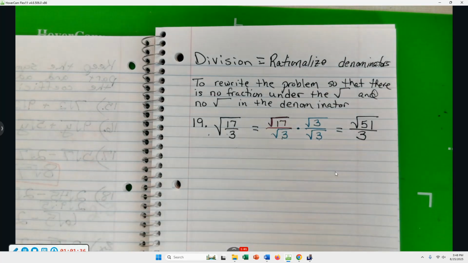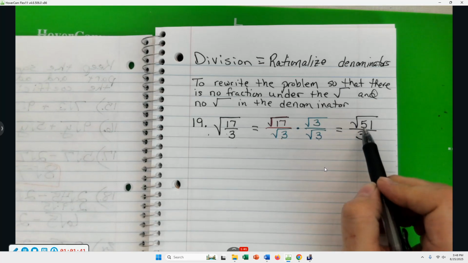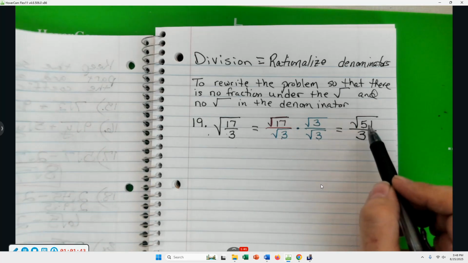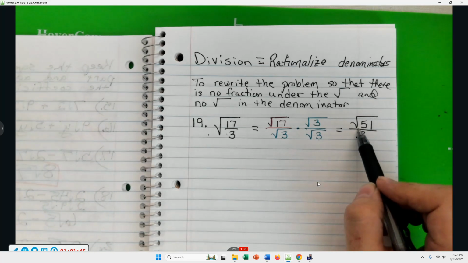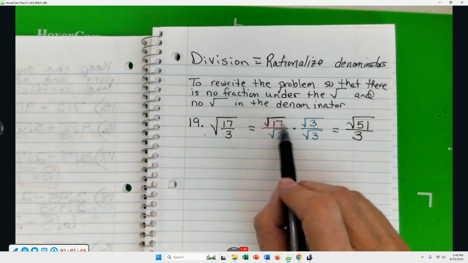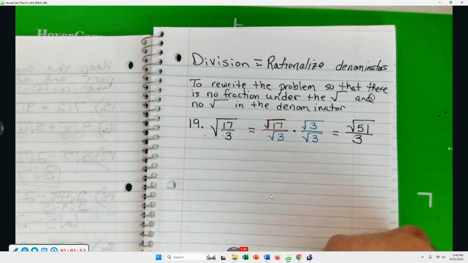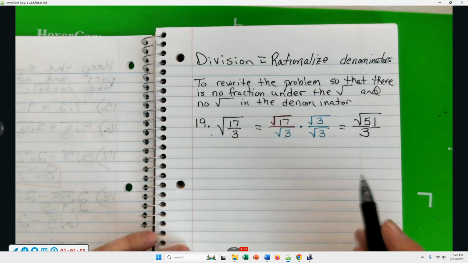Theoretically, maybe we can simplify square root of 51. Can we? Is there a perfect square that divides evenly into 51? No. 17 and 3 are both prime, so you're not going to get another perfect square factor. But you could go to the list and you could play around.